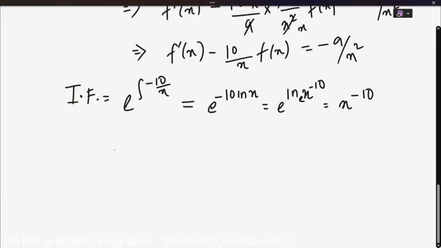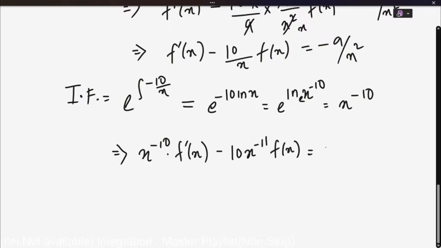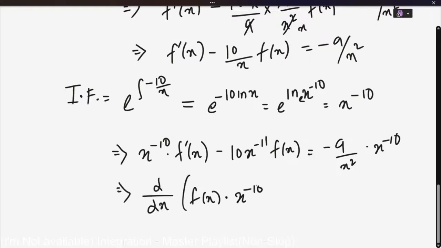So we multiply both sides by x to the power minus 10, and we see x to the power minus 10 into f dashed of x minus 10. This was already an x to the power minus 1, so we just multiply x to the power minus 10 to that, and we get x to the power minus 11. F of x is equals to minus 9 by x square into x to the power minus 10. Okay, you can see this is basically d dx of f of x into x to the power minus 10, correct? And this one it becomes, I think, minus 9 into x to the power minus 12.